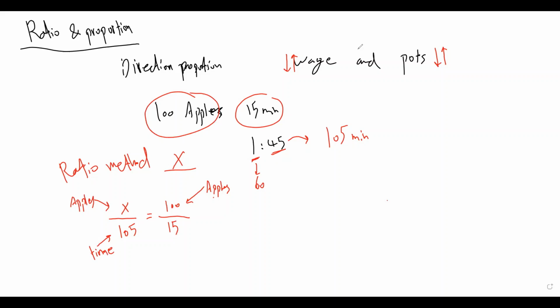The mistake that some students make is that they put it the other way around. They put 50 on top and 100 here, and of course they would get a wrong answer at the end. Having said that, you can easily cross multiply, and you find X to be 105 times 100 divided by 15. That would be 700 apples. As simple as that. This is called the ratio method.